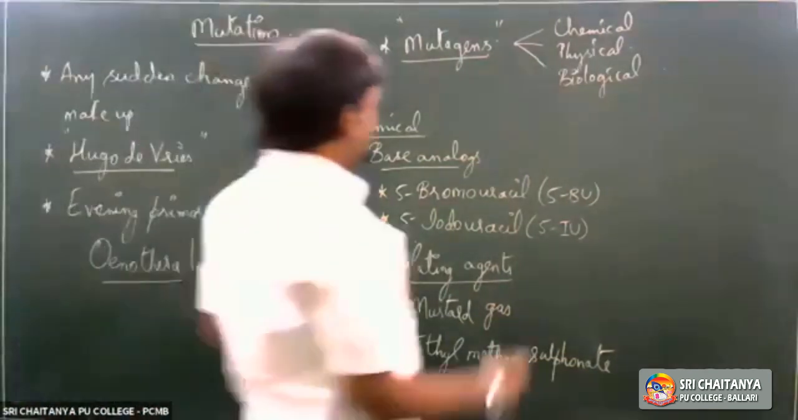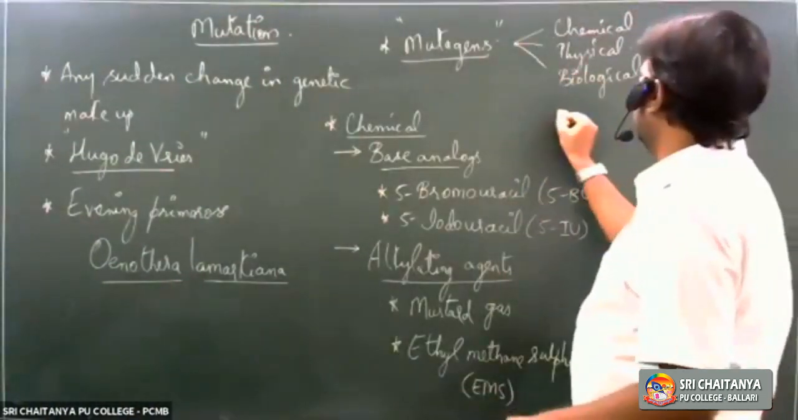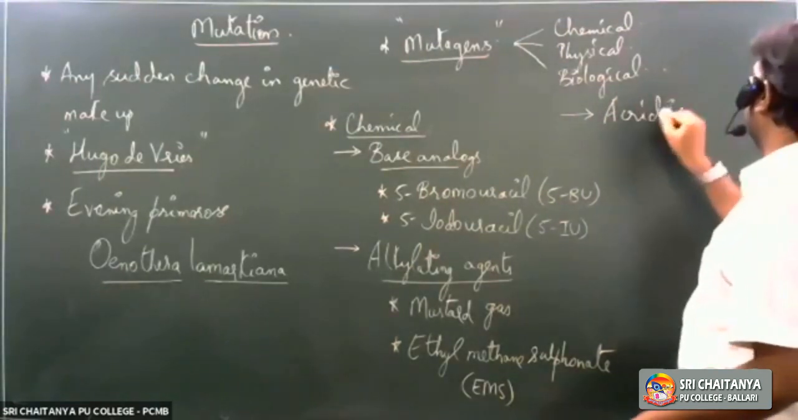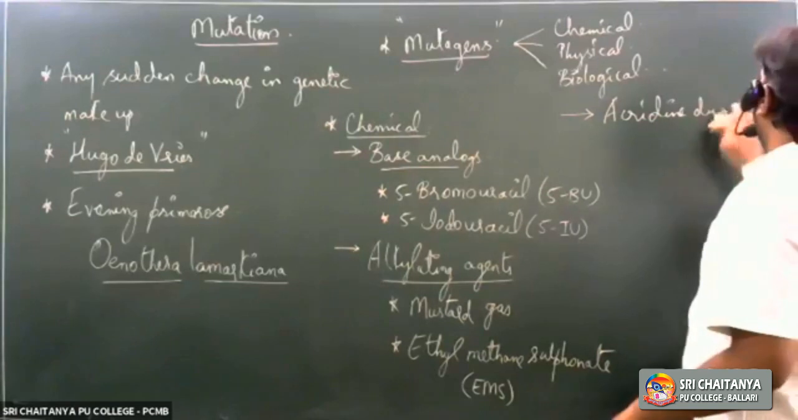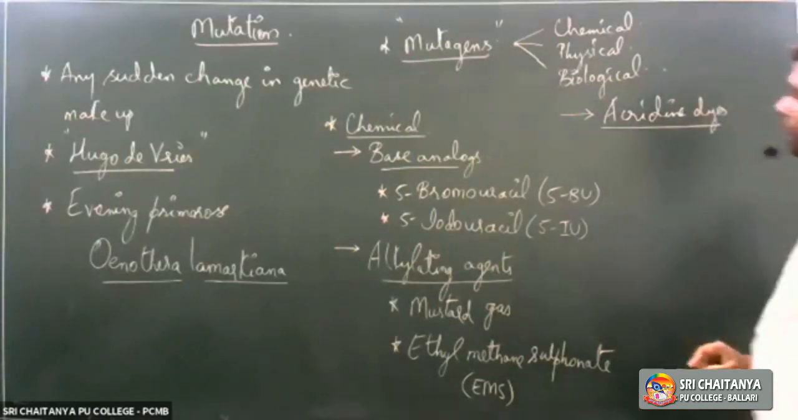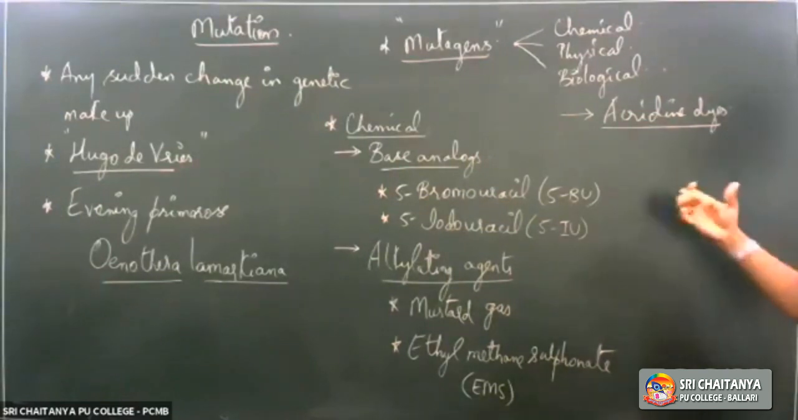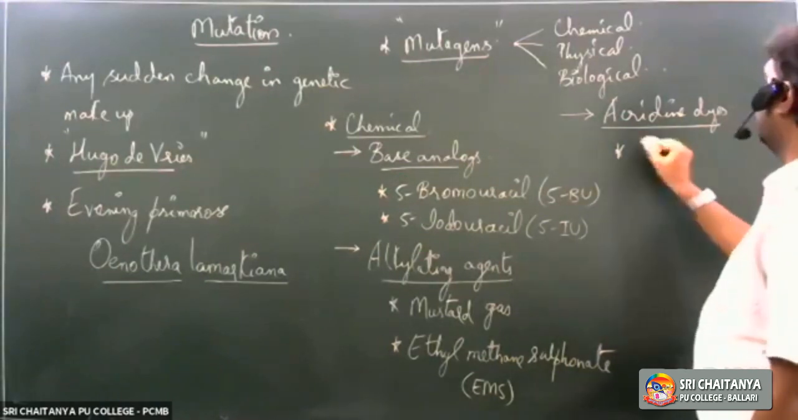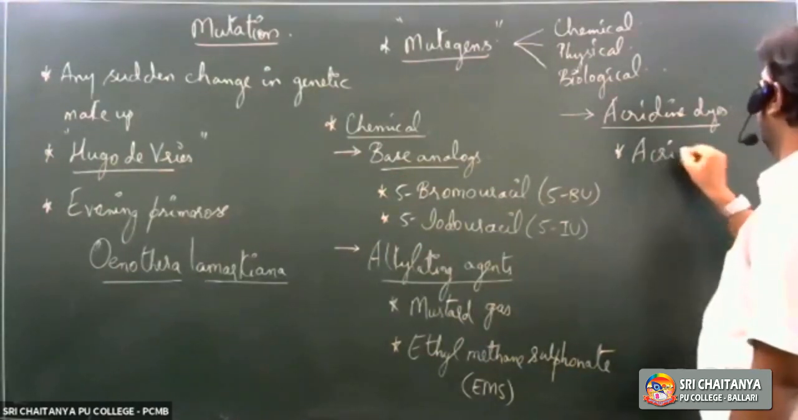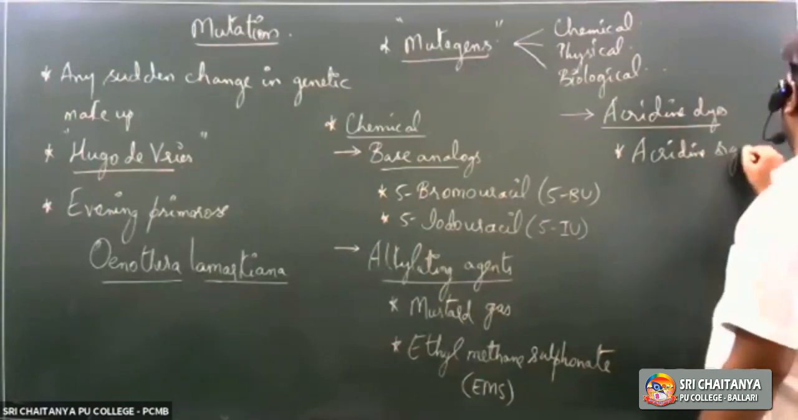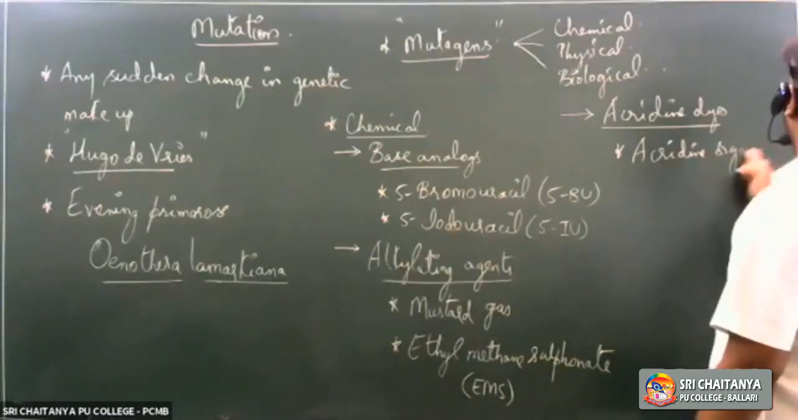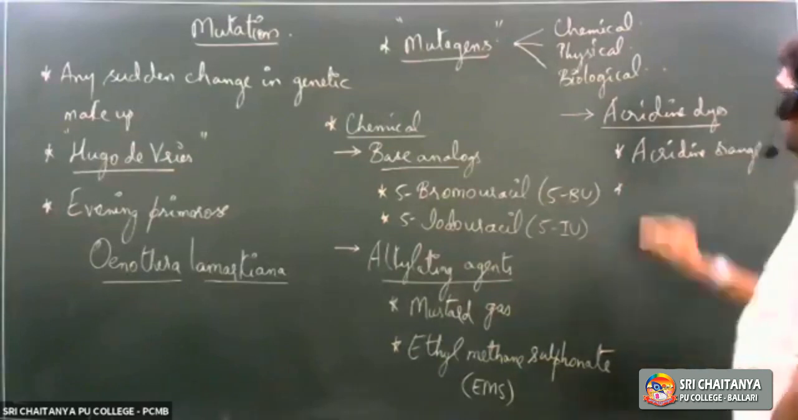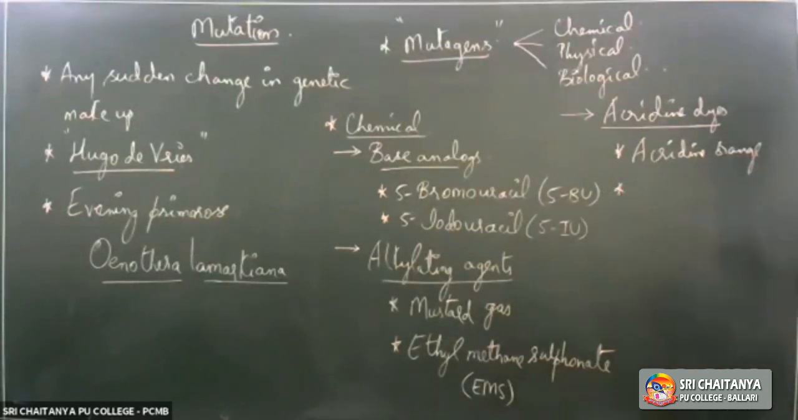The third category under chemical mutagens is something called the acridine dyes. There are certain dyes which are also said to be chemical mutagens, so we put them under the category called acridine dyes. Some examples we can give for acridine dyes: we have a dye called acridine orange. Acridine orange is one dye, and these are actually used in laboratories for doing certain experiments.